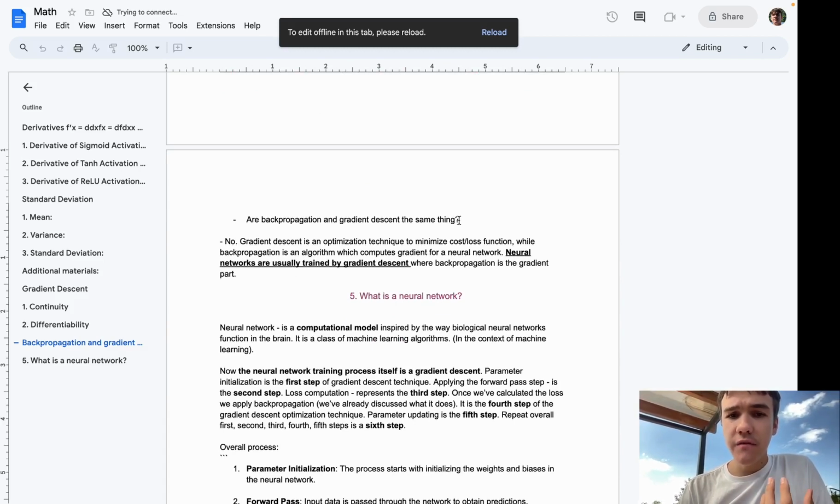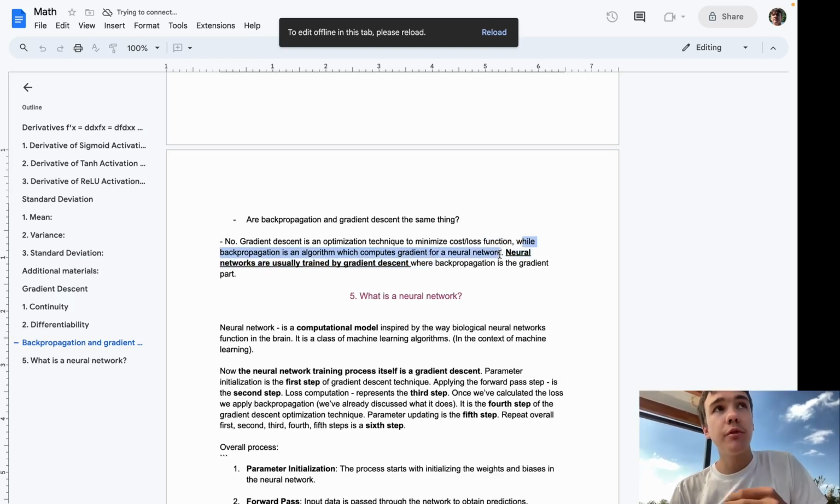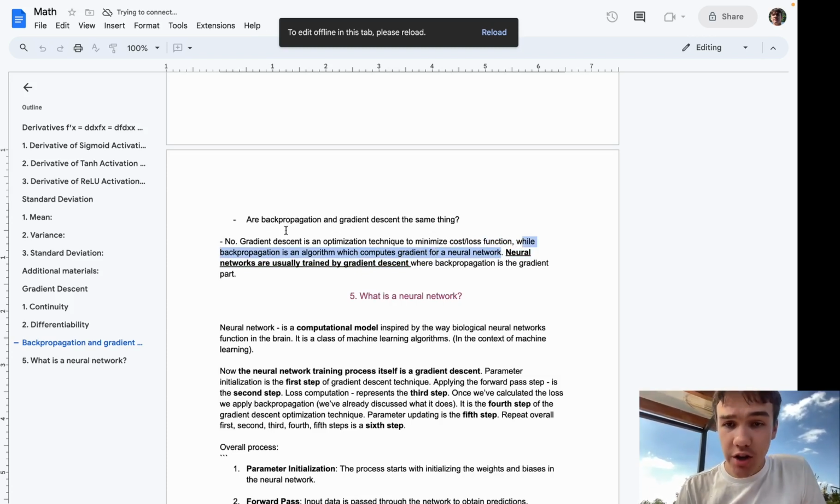I mean, if gradient descent includes the backpropagation, probably it's the same thing, but no. The answer is no. Gradient descent is an optimization technique to minimize the cost loss function, okay? While backpropagation is an algorithm which computes gradient for a neural network. And this is what we've already discussed, obviously. I wanted to clarify it with this question, okay?